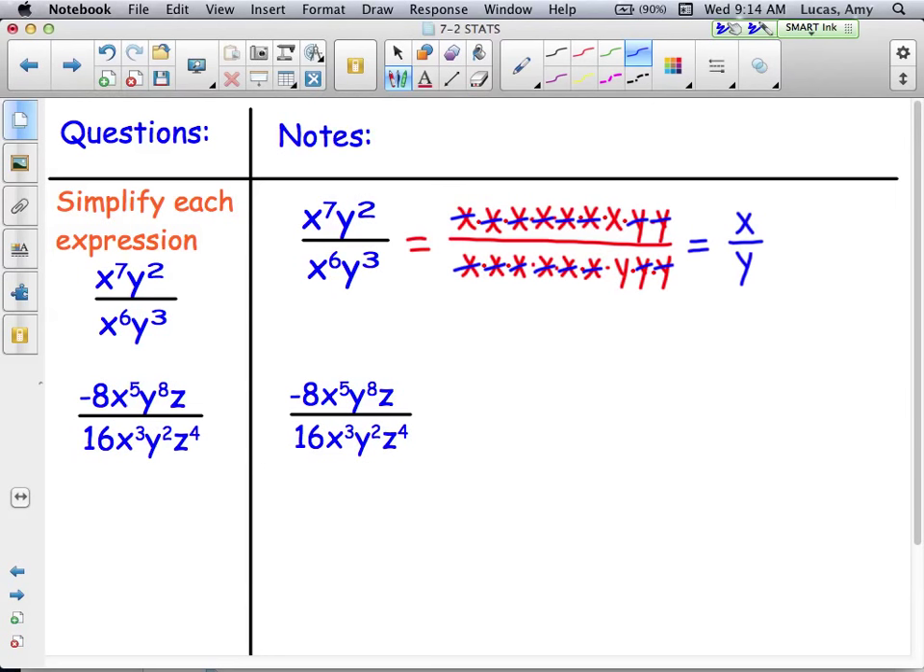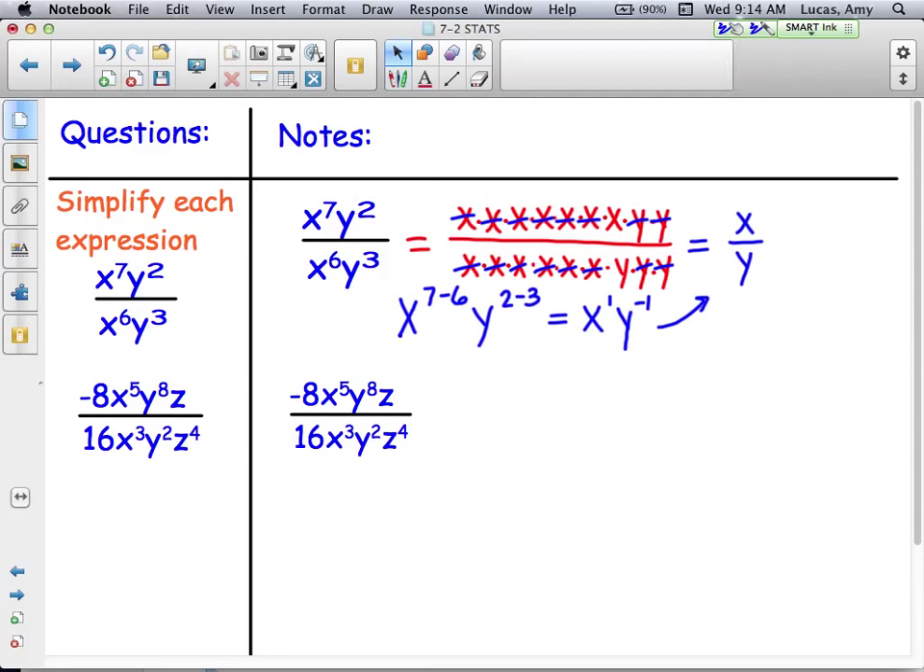Now, this example isn't the greatest when it comes to subtracting exponents for the shortcut, just because we haven't learned what to do about negative exponents yet. If I subtract these, I get x to the 1st power, and I get y to the negative 1st power. On day 2 of this lesson, you will learn that y to the negative 1st power means that the y is in the denominator of your fraction instead of your numerator.